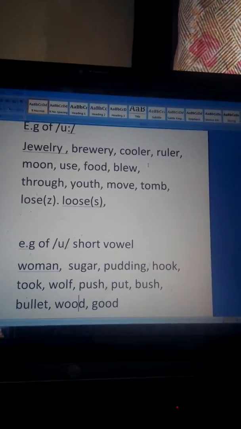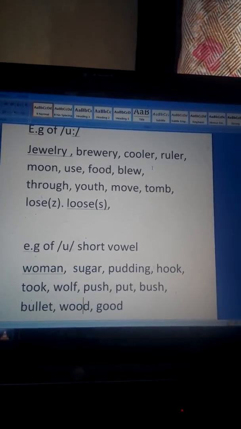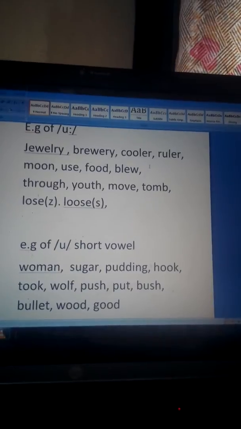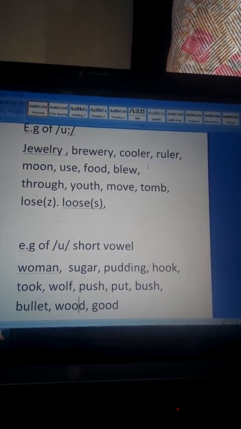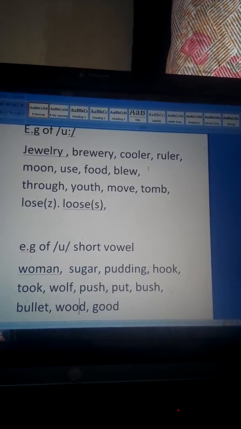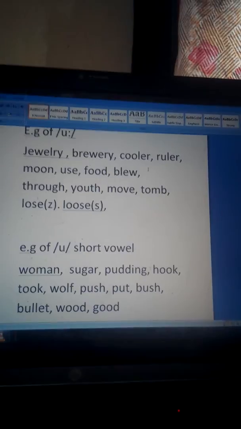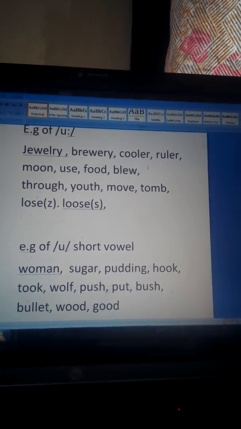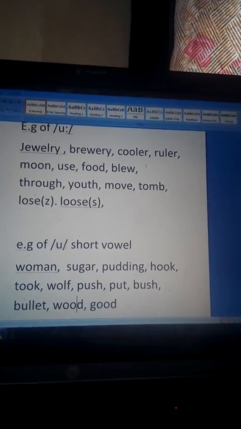As simple as that. Then we have lose. Lose, that is to lose something. I mean, something you have in your possession, you finally lose it. Yes, it has a Z sound at the end of it. Then we have loose. Loose has to do with, well, how do I explain that one? Untighten something to make something less tight. That's loose. It has an S sound at the end of it.